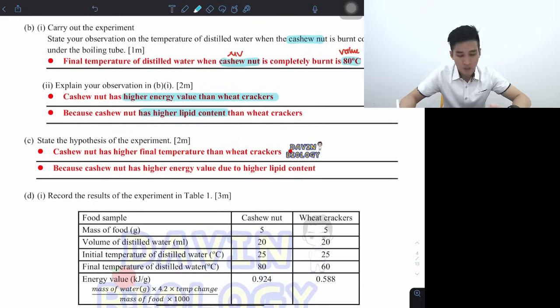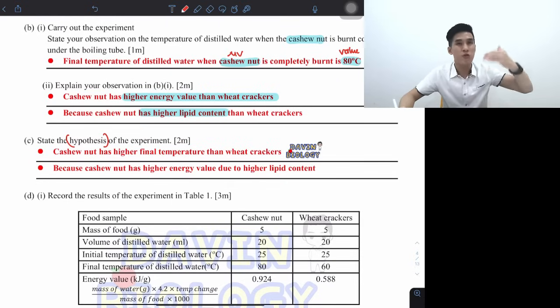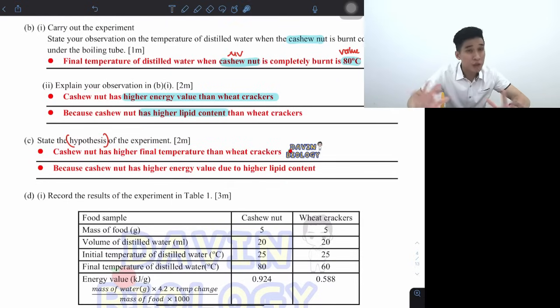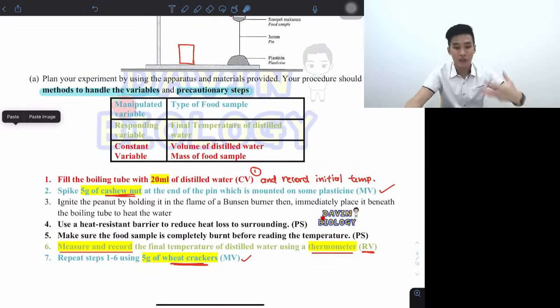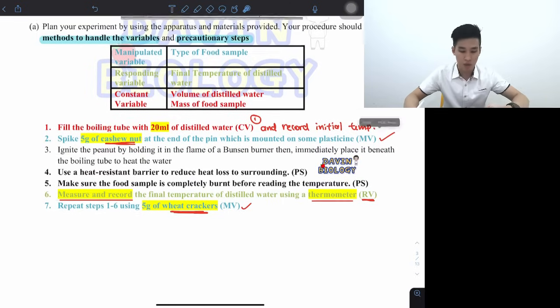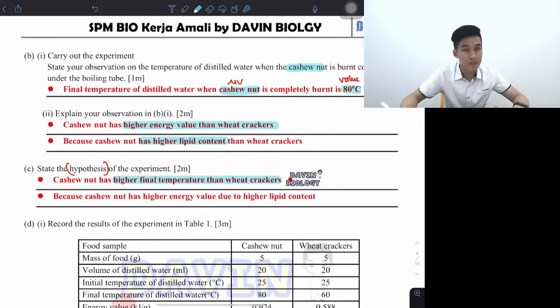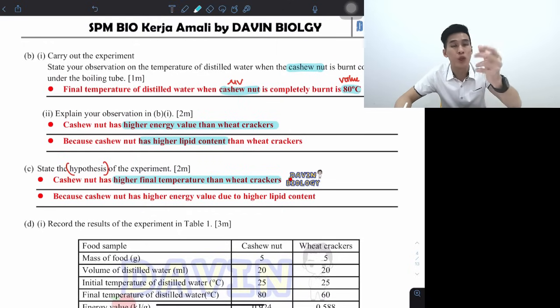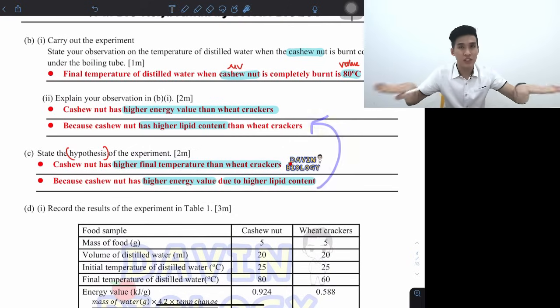Next, hypothesis. For this experiment, the hypothesis is a bit different from our conventional, traditional hypothesis. Usually a hypothesis will say, higher the MV, higher the RV. But for this one, you cannot write like that, because for this experiment, the MV has no unit, no value. It's the type of food sample. So you have to straight away guess the outcome of the experiment. I say, cashew nut has higher final temperature than wheat cracker. Why? Because higher energy value. I give you one more explanation, due to higher lipid content. So whenever they ask you to explain something in this experiment, it's just more energy, more lipid.